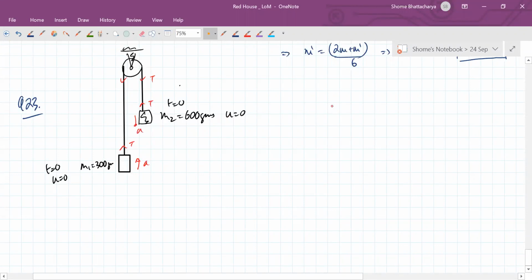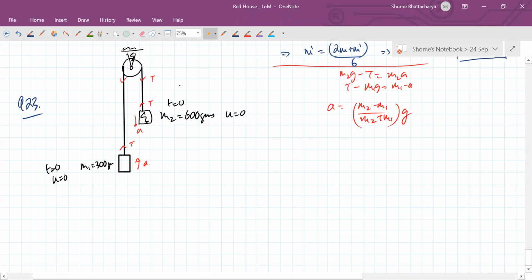By now, if you're used to it, you'll remember that a just becomes M2 minus M1 upon M2 plus M1 into g. You should have solved this so many times that this becomes natural for you, because you have M2g minus T is equal to M2a, and T minus M1g is equal to M1a. So you know how to solve these two equations. You just add them. So in this case, that is g by 3. This is the acceleration of the system.